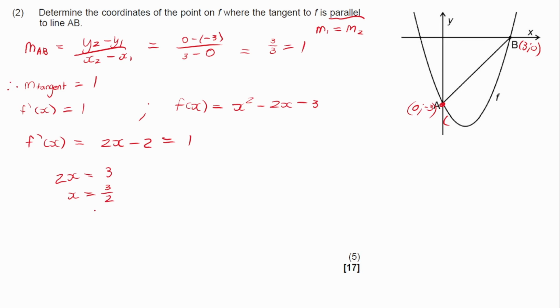So now that I have that, they're asking for the coordinates. So I only have the x part of the coordinates. So 3 over 2 is somewhere here, about halfway. So I have the x part, I just need to find the y part.